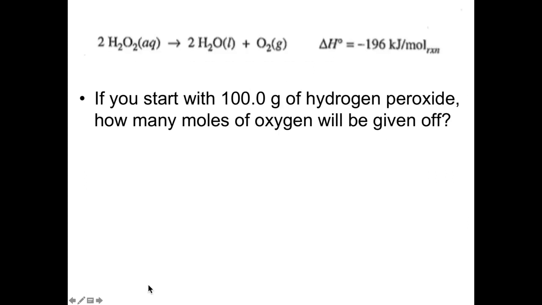Here's another practice problem. If you start with 100 grams of hydrogen peroxide, how many moles of oxygen will be given off? This should be a review on what we've done before, so I'm going to pause the video and try this one.